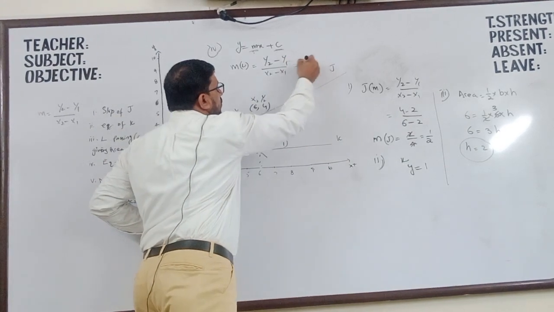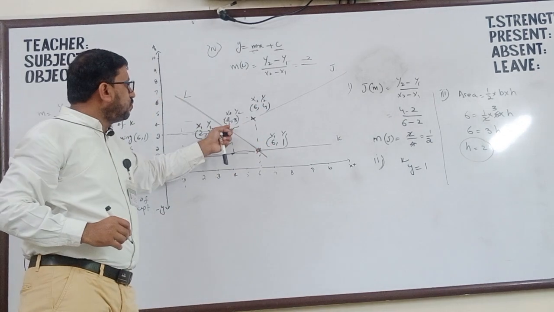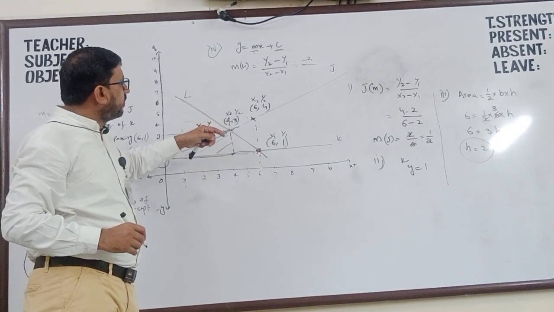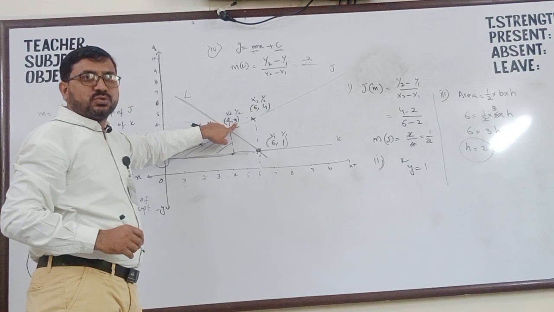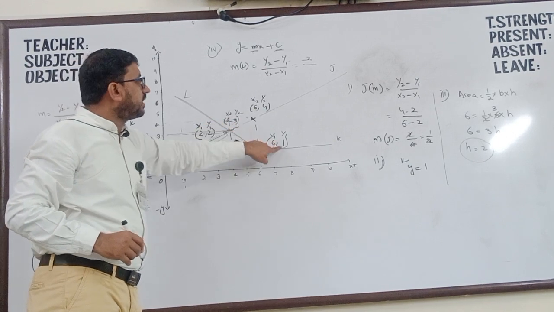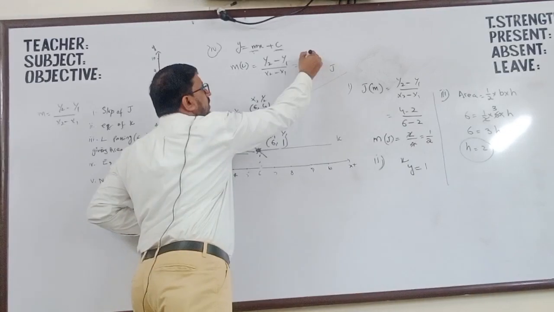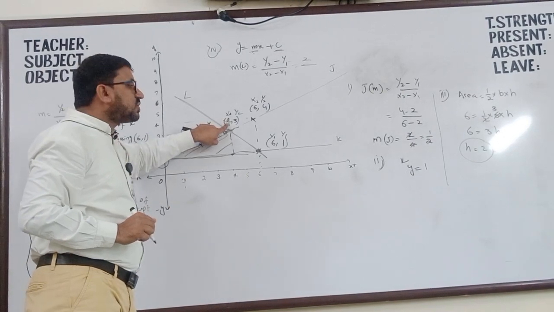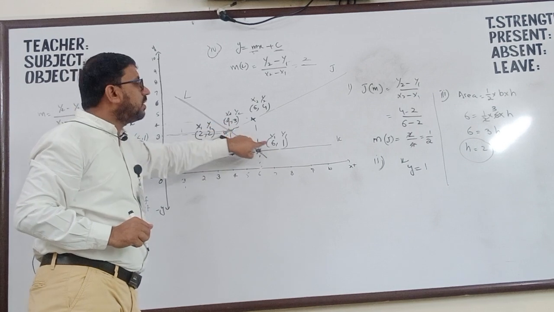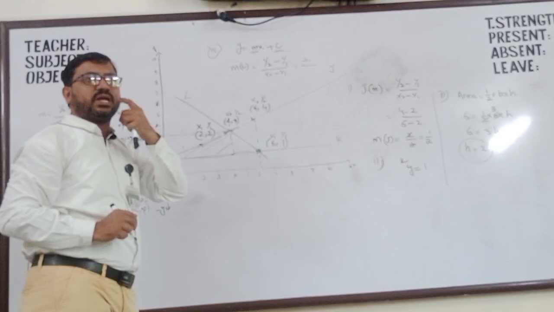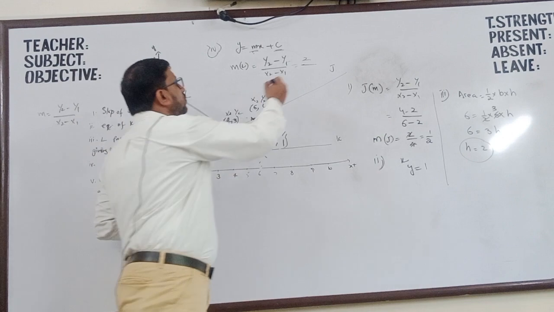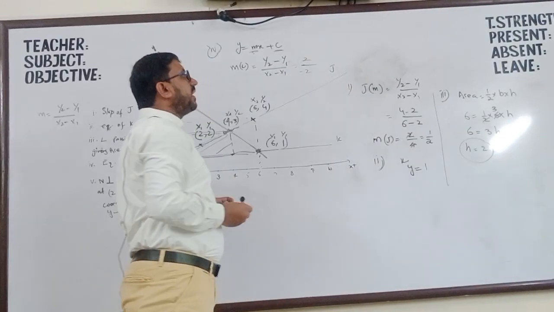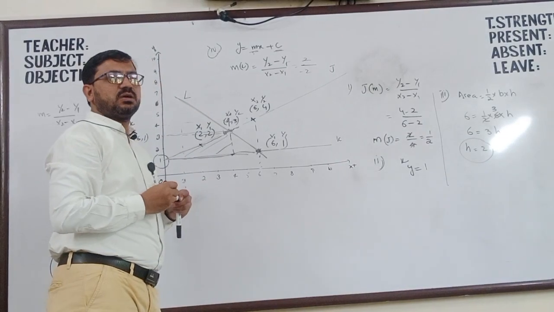So minus 2 over x2 minus x1. I think we have reversed it. This is y2, 3 minus 1. What is 3 minus 1? It's positive 2. Over x2 minus x1, 4 minus 6. What is 4 minus 6? Minus 2. So 2 over minus 2, what is it? 1.